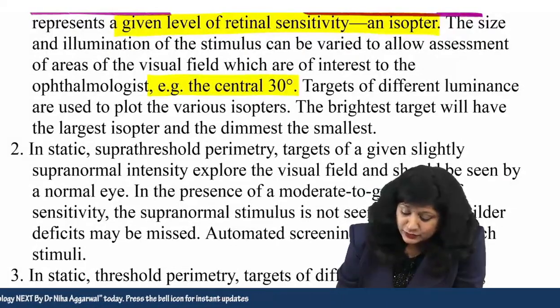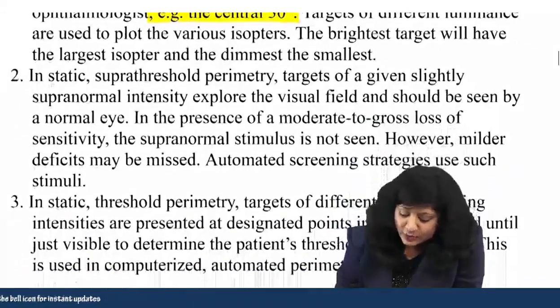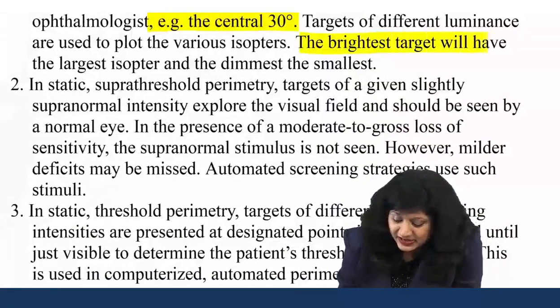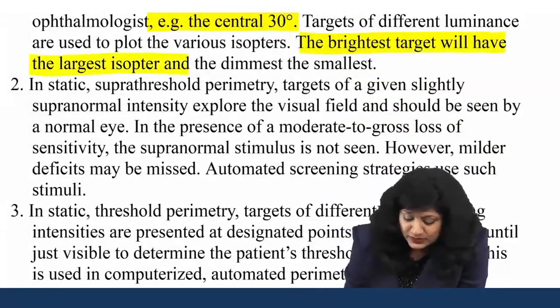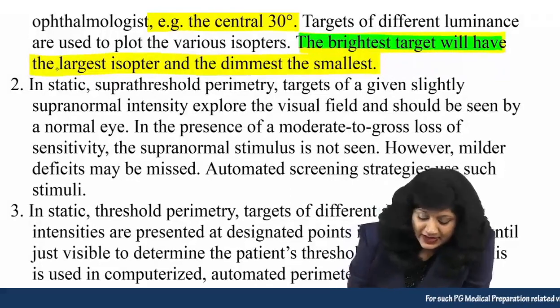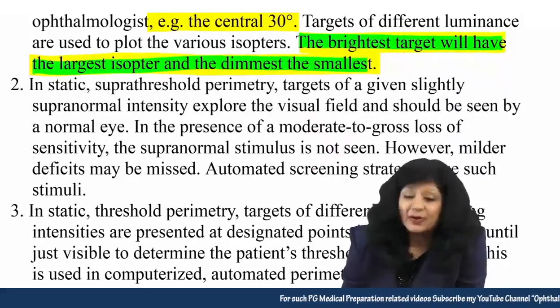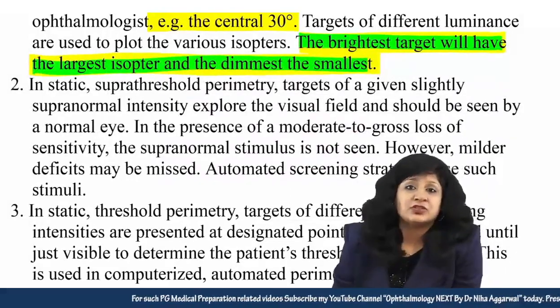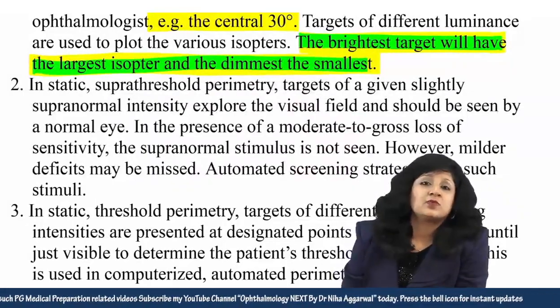Targets of different luminance are used to plot the various isopters. The brightest target will have the largest isopter and the dimmest will have the smallest. So this will be the crux of the whole paragraph, that the brightest target will obviously have the largest isopter and the dimmest will have the smallest.